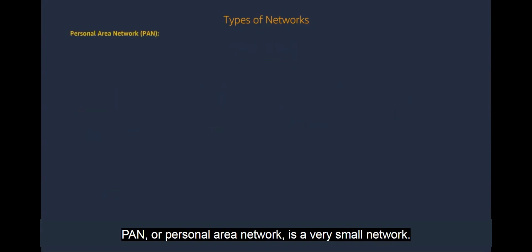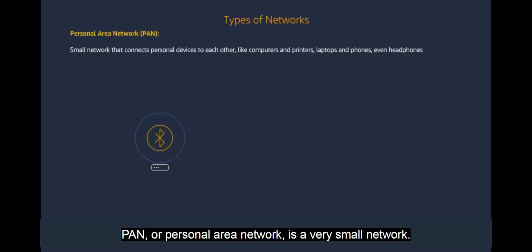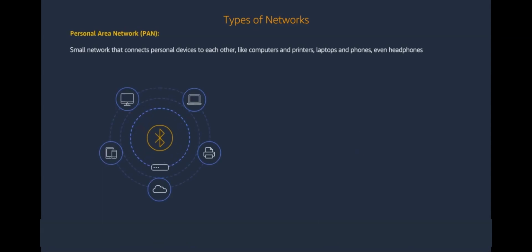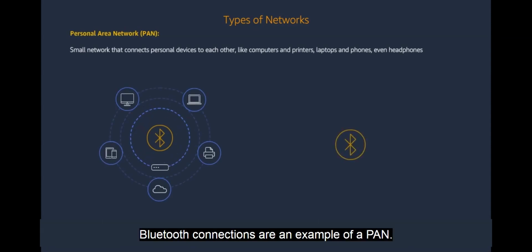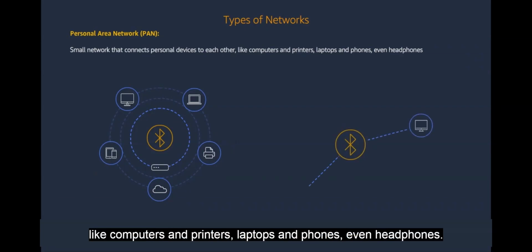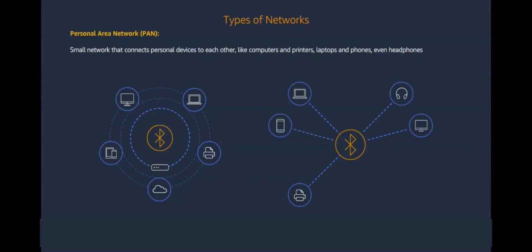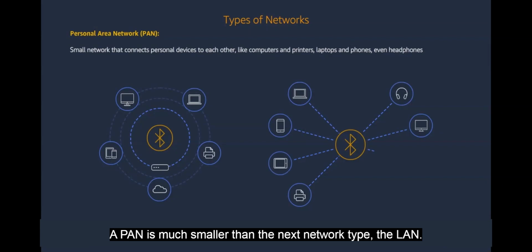PAN, or Personal Area Network, is a very small network. Bluetooth connections are an example of a PAN. It connects personal devices to each other, like computers and printers, laptops and phones, even headphones. A PAN is much smaller than the next network type, the LAN.